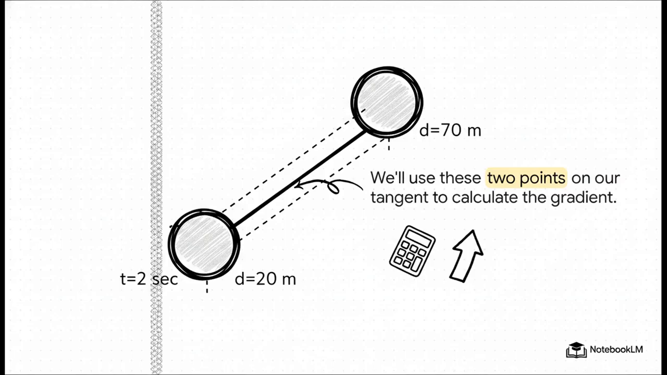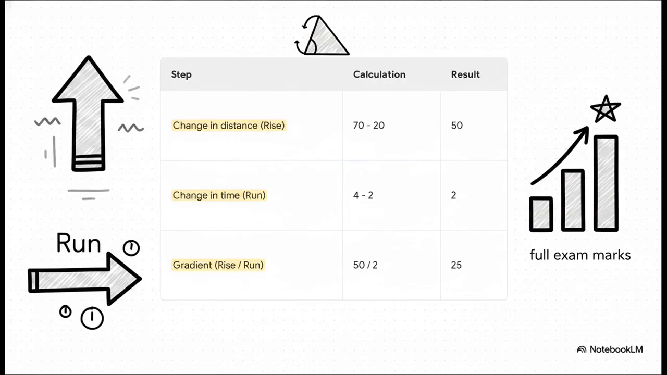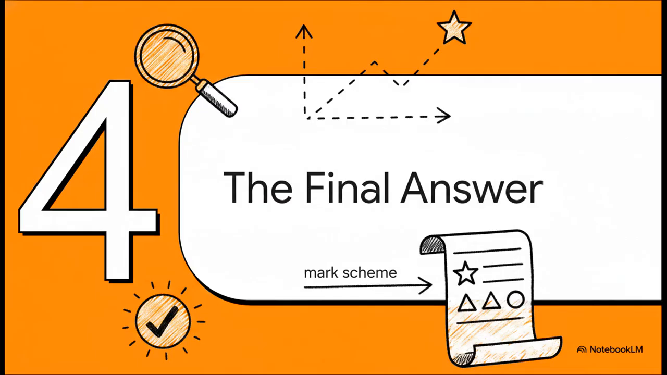Looking at our example here, I've picked out 2 really convenient points. The first one is at time equals 2 seconds, where the distance is 20 meters. And the second one is at time equals 4 seconds, where the distance hits 70 meters. Choosing points that land nicely on the grid lines just makes the next part so much easier. All right, let's do the math. The rise is the change in distance, right? So that's 70 minus 20, which gives us 50. The run is the change in time, so that's 4 minus 2, which gives us 2. Then, to get the gradient, we just do rise divided by the run. 50 divided by 2. And that little bit of division leads us straight to our final answer.